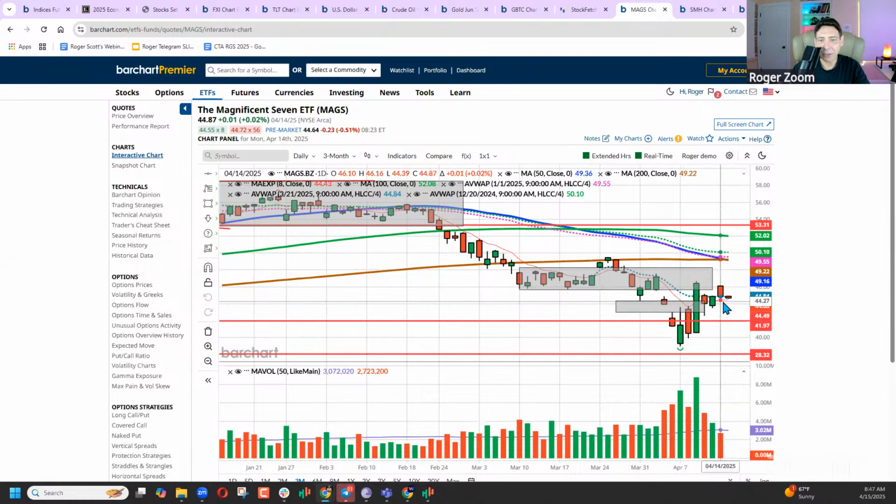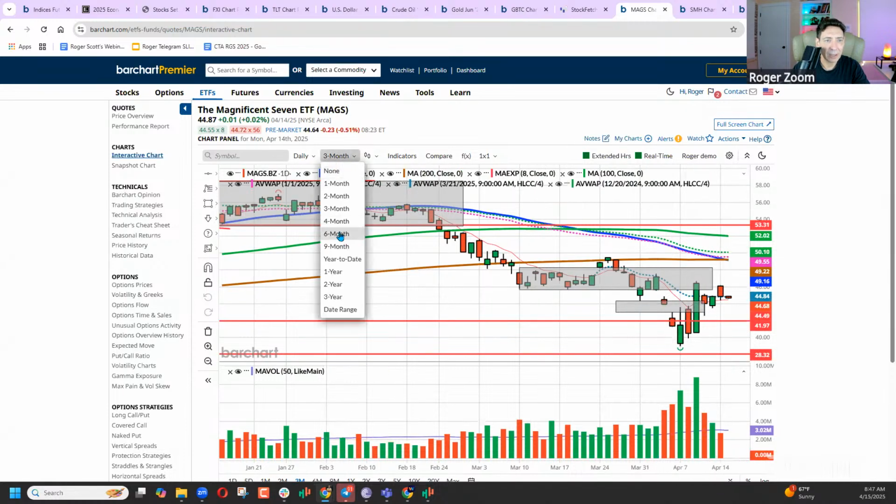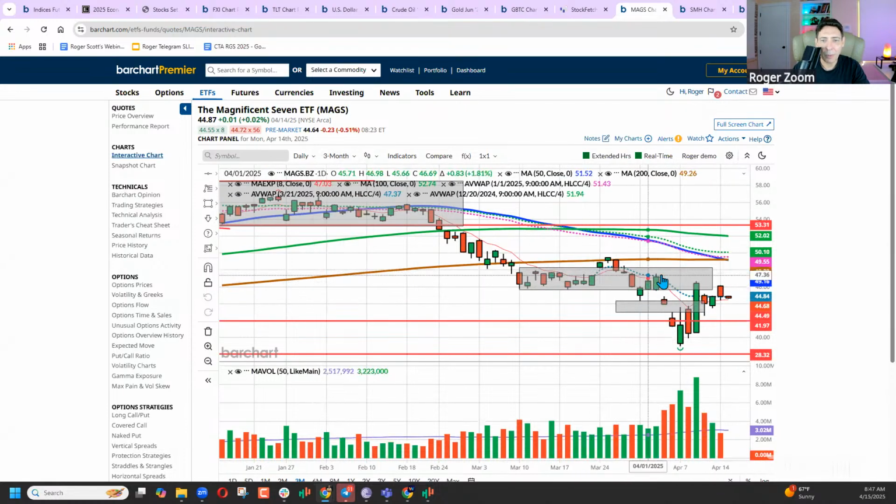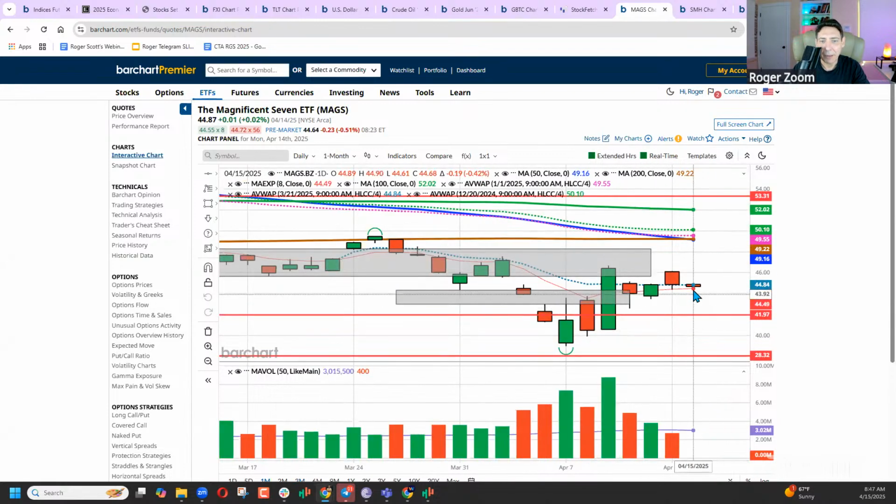Magnificent Seven, folks. Here's the area right here. We want to get above, we almost did yesterday. We want to get above this level, 46.65. We're in this zone, but now we're back here. And here's my fear. My fear is we break the 8-day EMA and we start going down to 42. Right here. That's my fear.